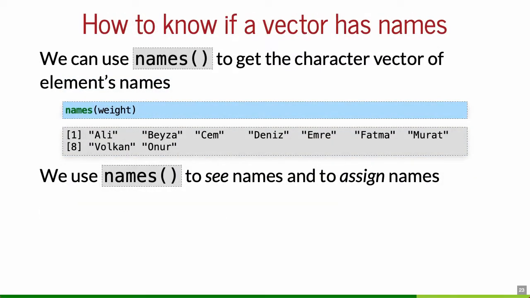How can you know if a vector has names? Well, you can see it in the environment in R, or we can use the function names directly without assigning, to see what is the content of the names.